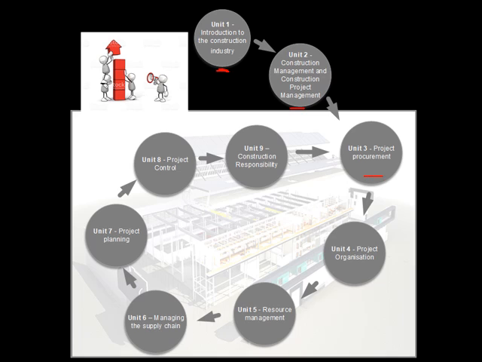Getting to project procurement, this is now a little bit more important. I will talk a little bit more in depth about all of these once we get there. And then project organization is also very important. Resource management as well. Managing the supply chain builds up to our actual project planning, our control, and then our responsibility, which we dealt with in our last lecture. Okay, so you guys can immediately see what is important, what not, and what is at the sharp end of our projects.